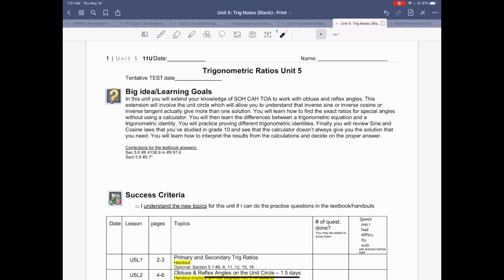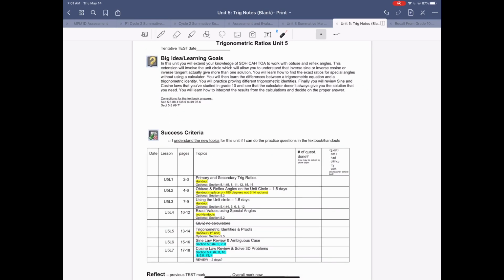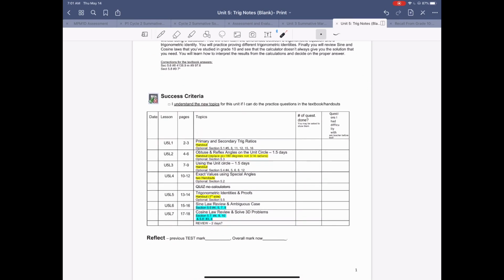So good morning, class. Unit 5 is trigonometric ratios. I would suggest that you read the little blurb on the big idea and learning goals so you know what to anticipate for the unit. And these are the breakdown of the lessons.